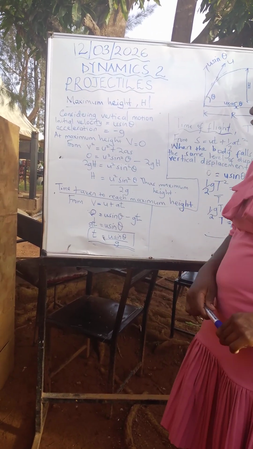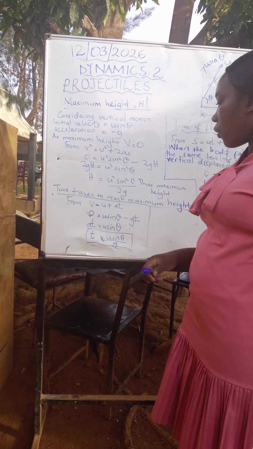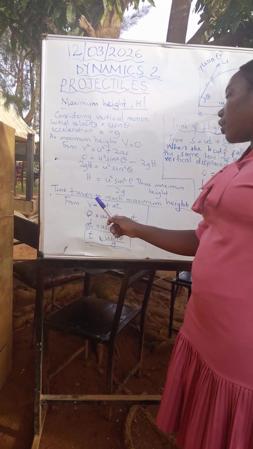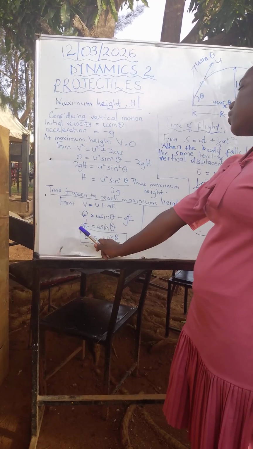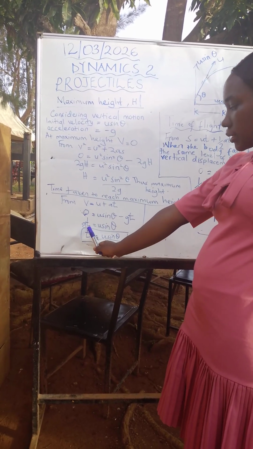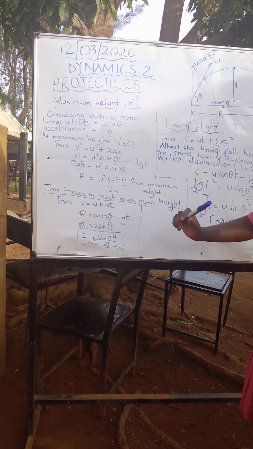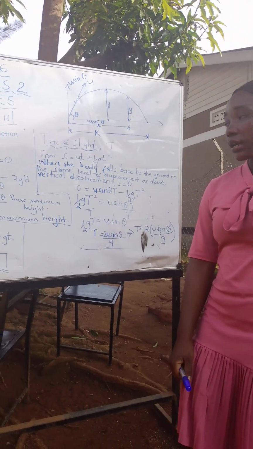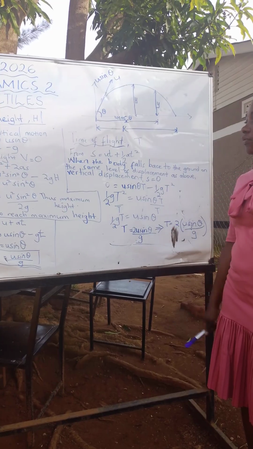And then when we come to the time taken to reach the maximum height, we have our H, but there is time taken to reach it. Still v is 0, u we know, and our acceleration is negative g. When we substitute and simplify, our t is u sine theta over g. This is the time taken to reach the maximum height. We also have the time of flight. Time of flight is our capital T, and we're going to use the second equation of motion.